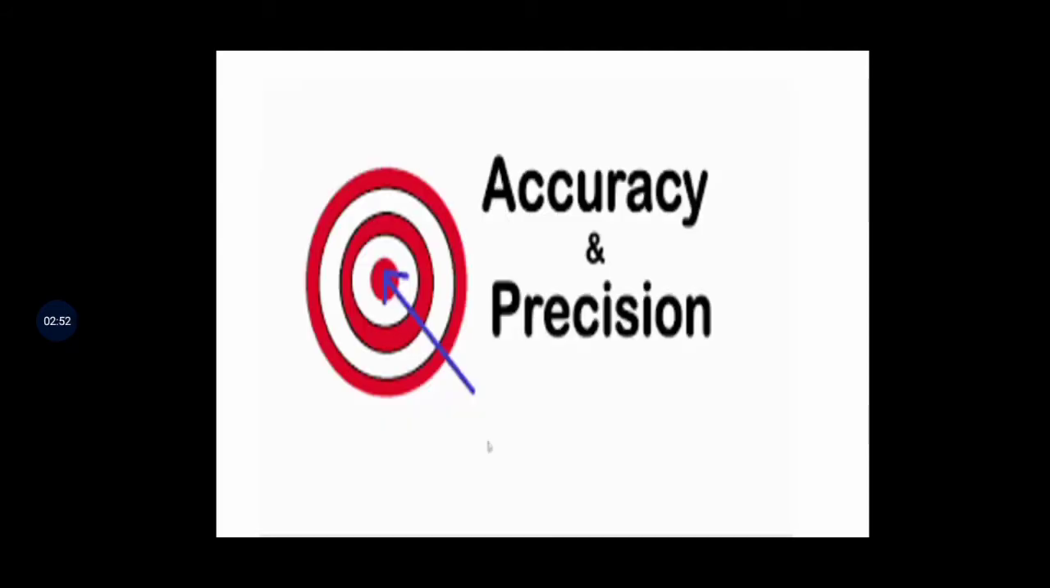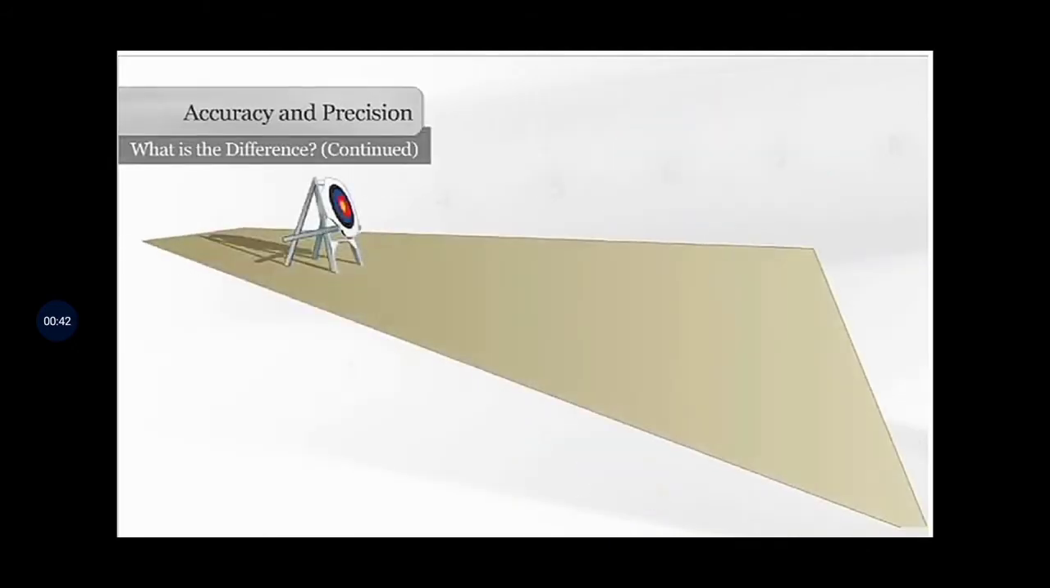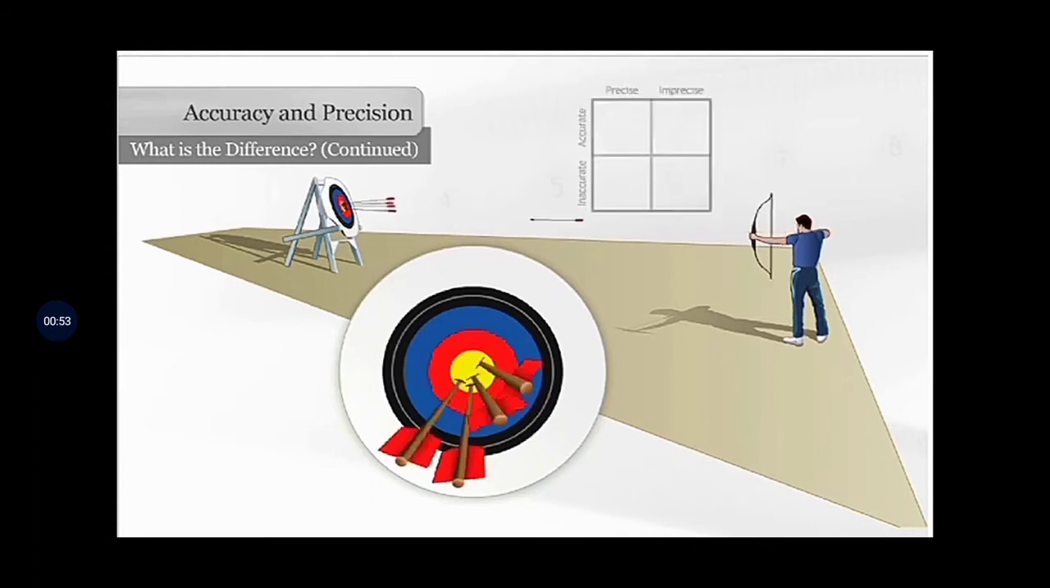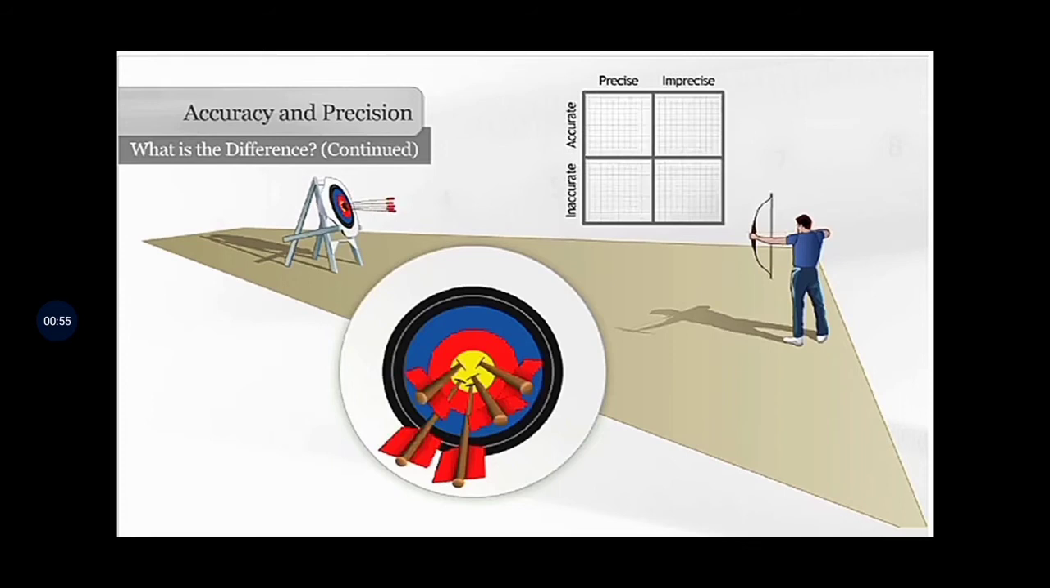First, accuracy and precision. Let us look more closely at the difference between accuracy and precision using an archer and target. The archer is accurate when he hits the bullseye. He is precise when he can consistently hit the same spot on the target, in this case the bullseye, over and over again. This archer is both accurate, he hits the bullseye, and precise. He is able to hit the same area of the bullseye repeatedly.